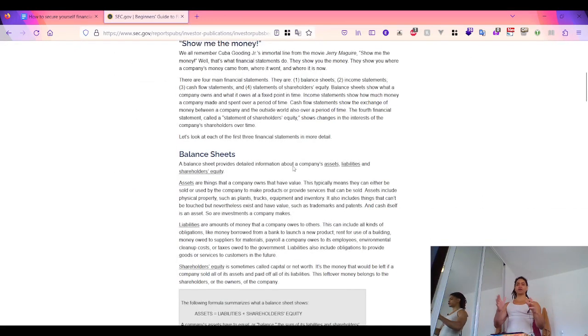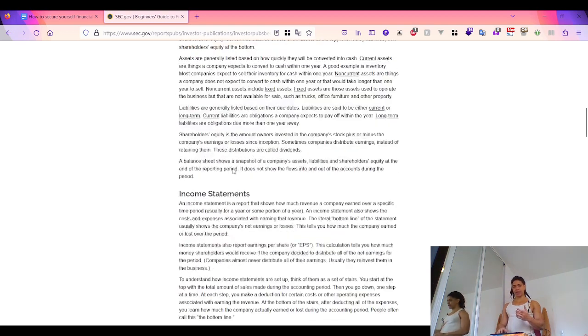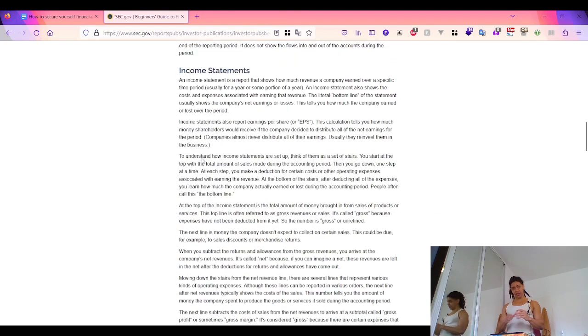So the TLDR for the balance sheet is that it shows you a snapshot of the company's assets, liabilities, and shareholders' equity at a point in time. The income statement shows you the net, or the bottom line, which shows you if a company made money or not. And then the cash flow statement, a report that shows the company's inflow and outflow of cash. And this is very important because a company needs to have cash on hand to purchase assets or pay its expenses.